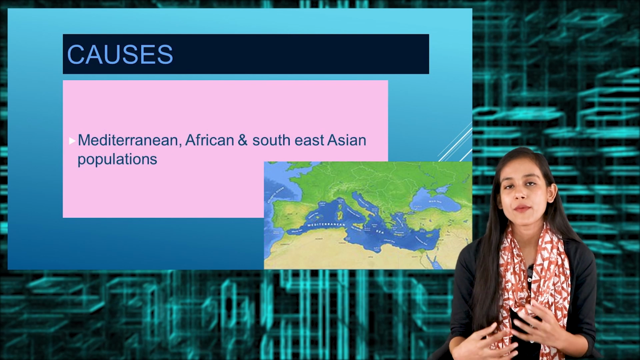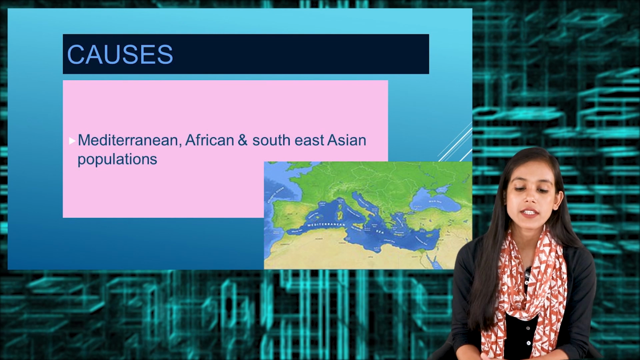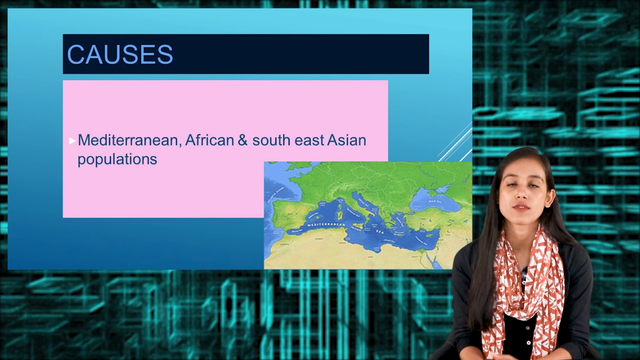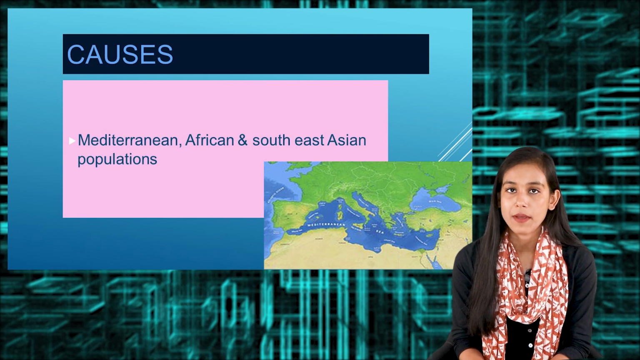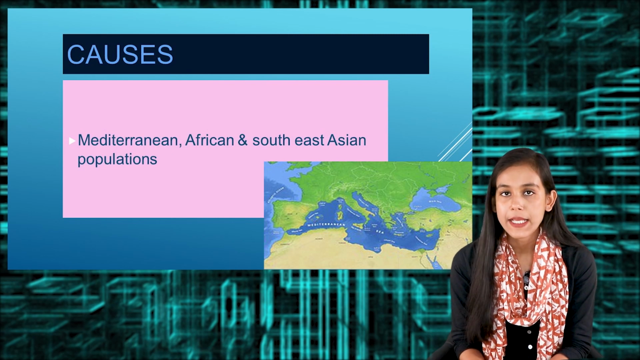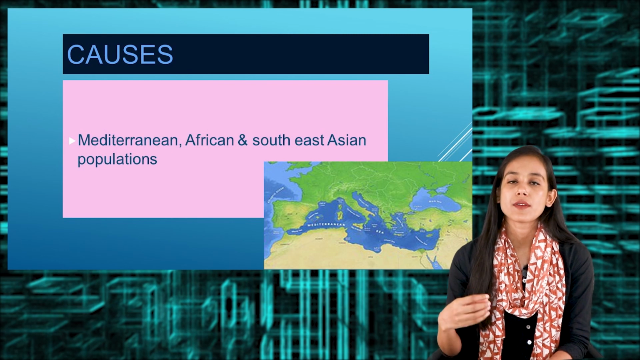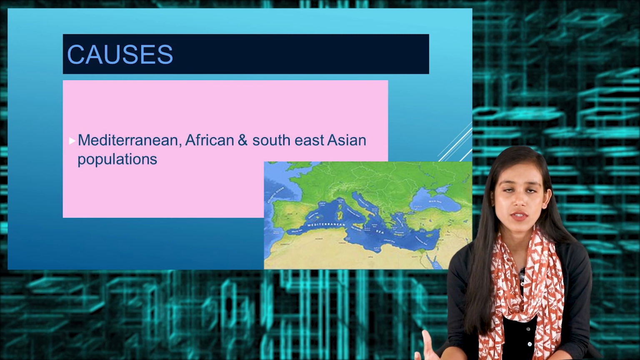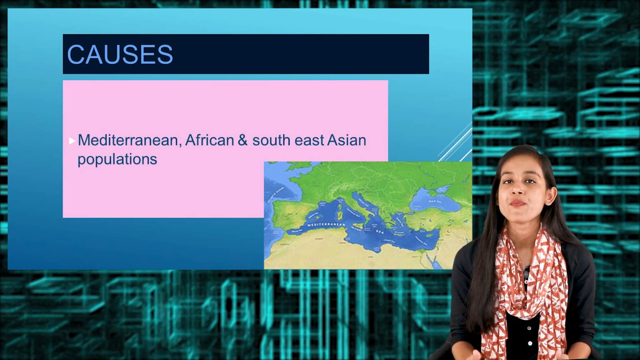So we can see it mostly in them, and apart from them, African and Southeast Asian populations are also majorly affected with thalassemia. So people who live around the Mediterranean Sea, because of that geographical area, there was some mutation in the gene. There were some sudden changes in their gene, and that is how thalassemia started. Well, next let us move on to the types of thalassemia.